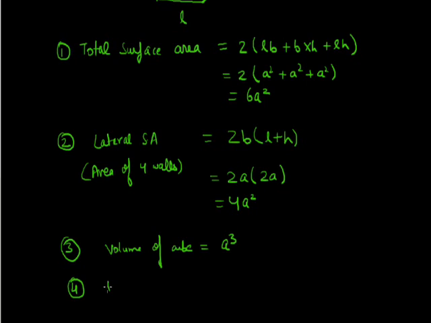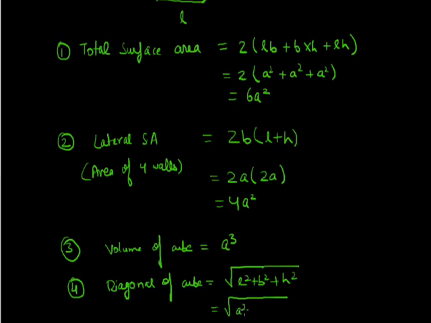And now the last part, that is the diagonal of the cube. As we have seen, the diagonal in the cuboid was under root of L square plus B square plus H square. And if we keep A instead of L, B and H, because all three are equal, it will become A square plus A square plus A square. So that will be equal to under root 3A square, or A root 3. So in this way we can find out the diagonal of a cube.